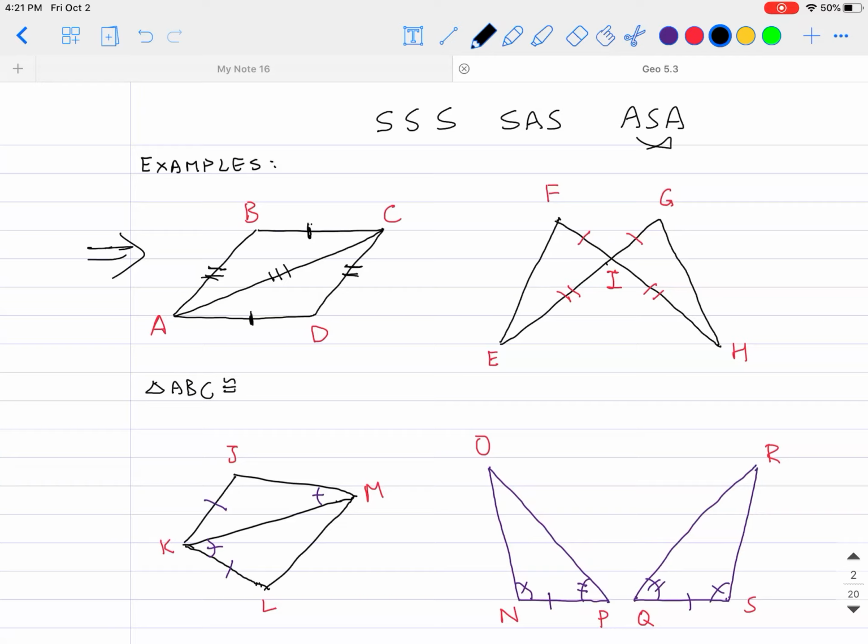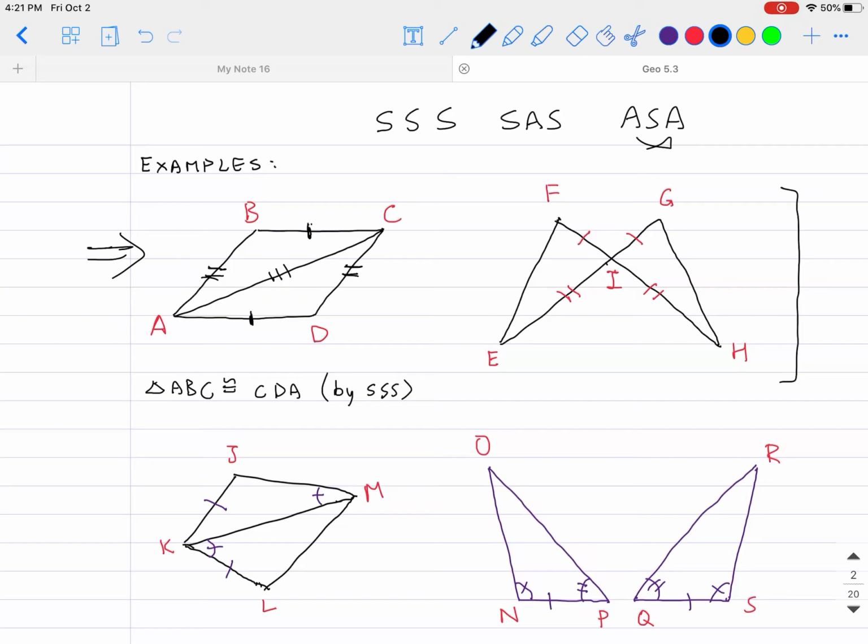Triangle ABC is congruent to CDA, because I have to make sure that they match in terms of mapping, by the reason of SSS, because all three sides in both triangles are exactly the same, since they are congruent to each other. Okay. All right, let's look at the second example over here.